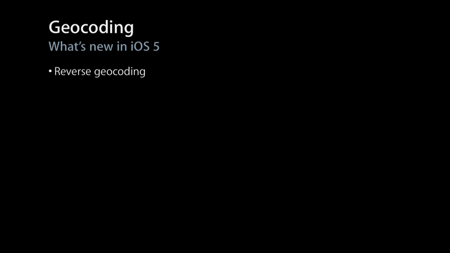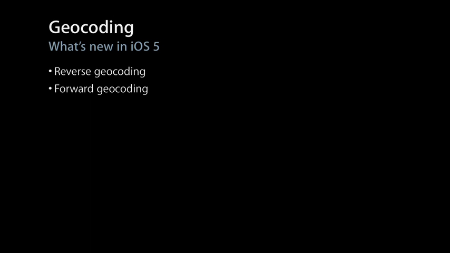So what's new in iOS 5? We have reverse geocoding. And we've had reverse geocoding before, for those of you who have used it, but we've done a whole lot of changes to it, and we've actually moved it out of the MapKit framework and moved it into the Core Location framework.